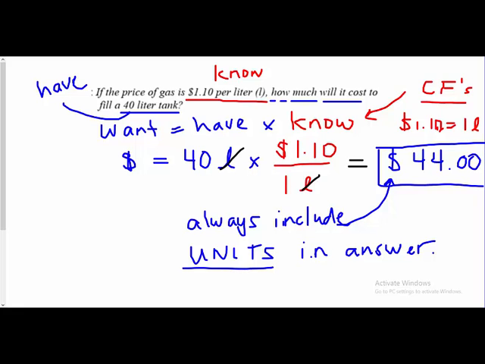Let's do another example together. Here I've got, if 0.200 milliliters of gold has a mass of 3.86 grams, what is the volume occupied by 100 grams of gold? Okay, let's again start our calculation off as we always do. What I want is equal to what I have times what I know.